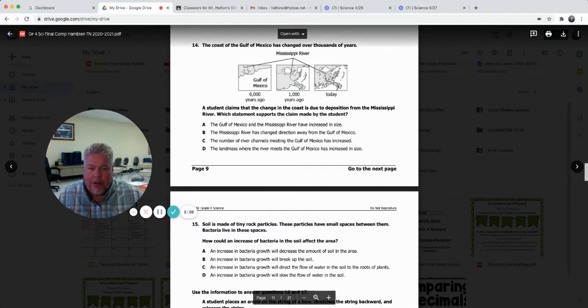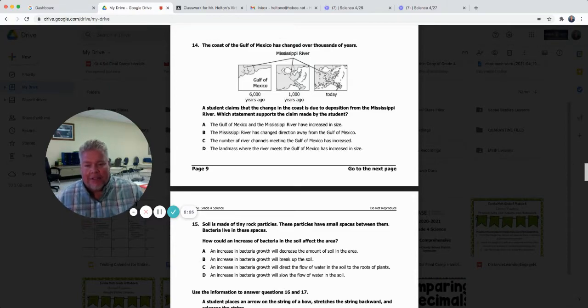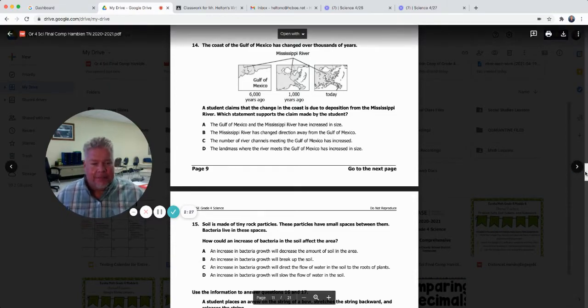So as the river flows down through here, it's dropping more sediment. Okay, so the land has increased because the river is taking dirt and things that have washed into it and depositing them in the water. So the land mass has increased. So the 14 is D.